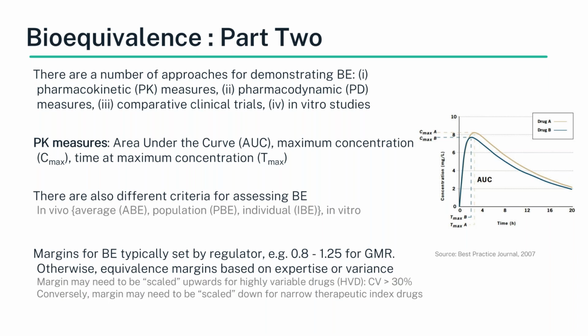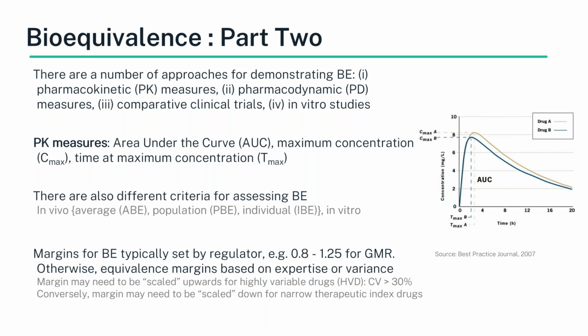So an example of that would be what are called highly variable drugs, and these are drugs with coefficients of variability of greater than 30%. And it may be possible to widen margins for those drugs, again in consultation with the relevant regulatory agency. And so the reason why these highly variable drugs are tolerated is because they'll have a very wide therapeutic effect. So that means that changes in the concentration of the drug in the body will have a minimal impact on the safety and efficacy.